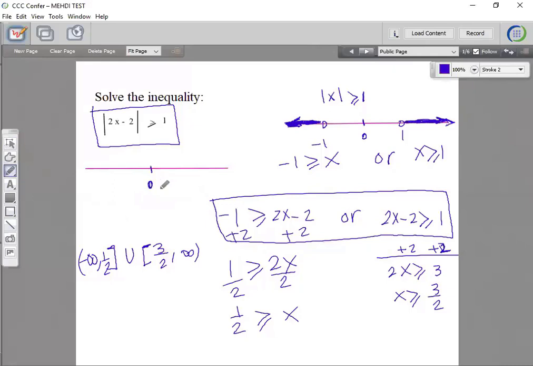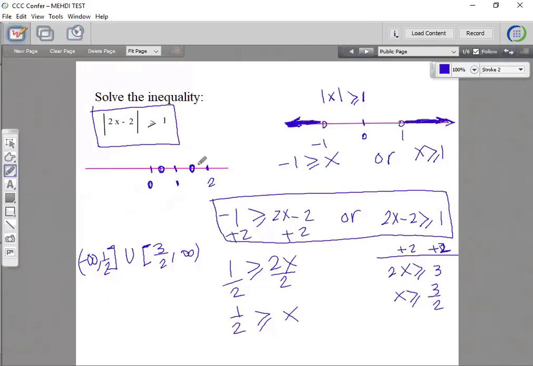This is 0. Okay, let's locate 3 over 2. What is 3 over 2 equal to? 1.5. Okay, so this would be 1, this would be 2, and 1.5 would be somewhere around here. I think the minus threw me off. In this case, we got x is less than or equal to 1/2. So 1/2 would be where? Between 0 and 1. That's 1/2, right?